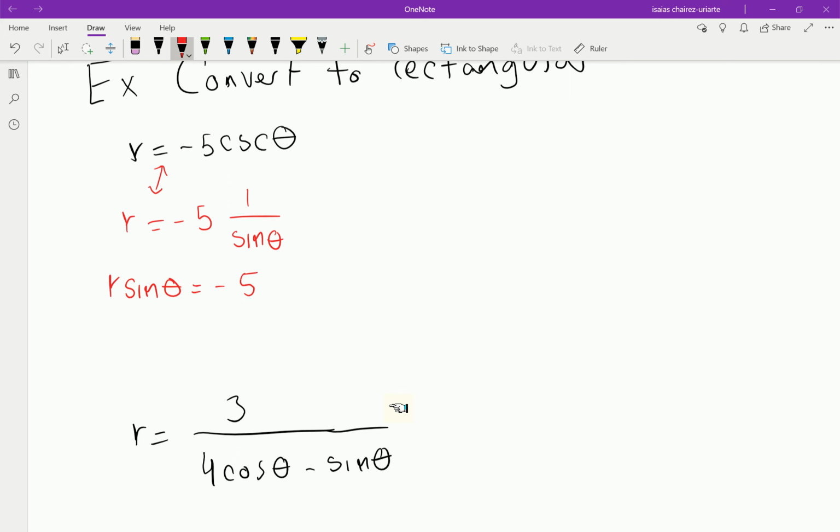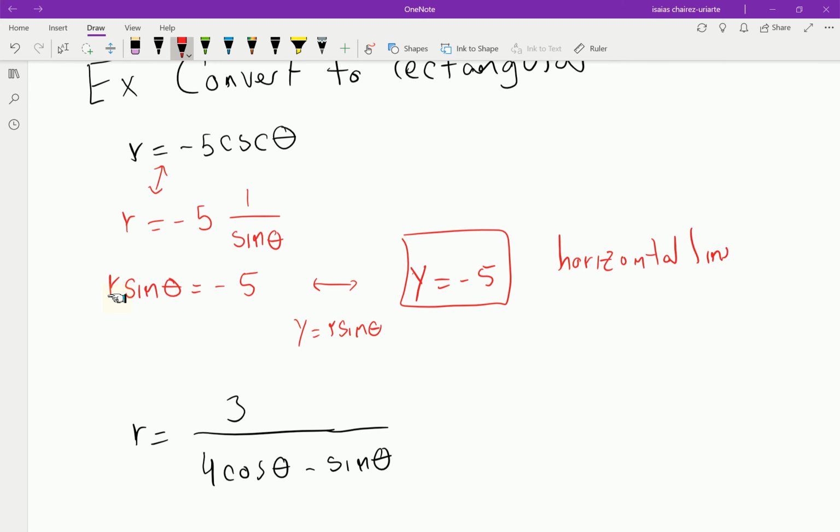I hope that you agree with what I did there. I just multiply both sides by sine of theta. Now, you should realize that this r sine theta business here, that's just y, because we know that y is equal to r sine theta. And so then my equation is just y equals -5. And that's it. We have our rectangular equation. This is just a horizontal line that hits the y-axis at -5.